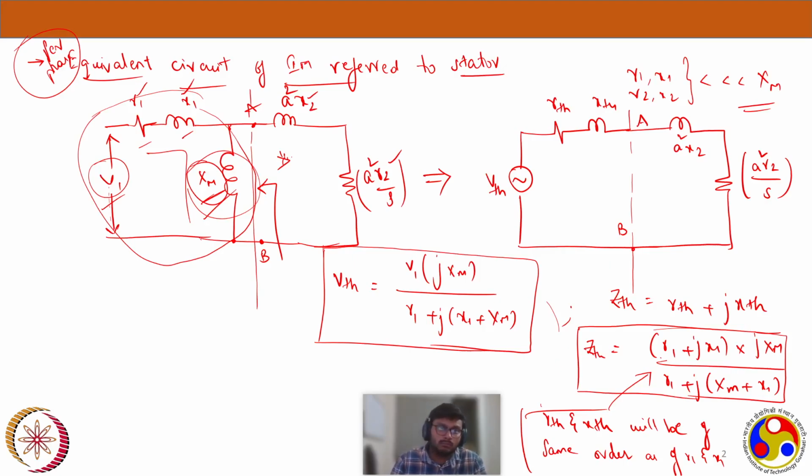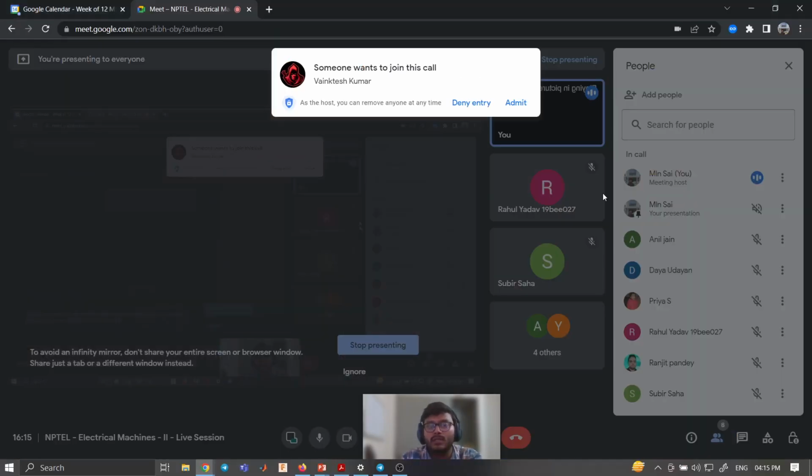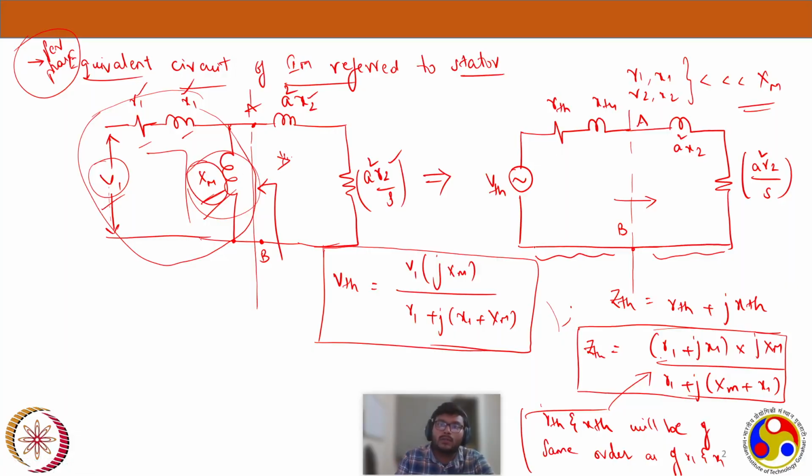So that's what this equivalent circuit would look like. There is a Thevenin's voltage and there is RTH and XTH, and that is in series with the rotor side parameters. Now, this part we discussed. If this is stator and this is rotor, to move from stator to rotor we have to pass through the air gap, right? So this is stator and this is rotor, and this one we will call the air gap.